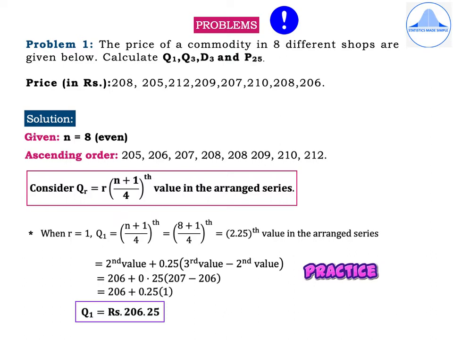Then observe the values in the ascending order series and substitute for the second and third value, and we get 206 plus 0.25 into (207 minus 206), which is equal to 206 plus 0.25 into 1. Therefore, we'll get Q1 is rupees 206.25.